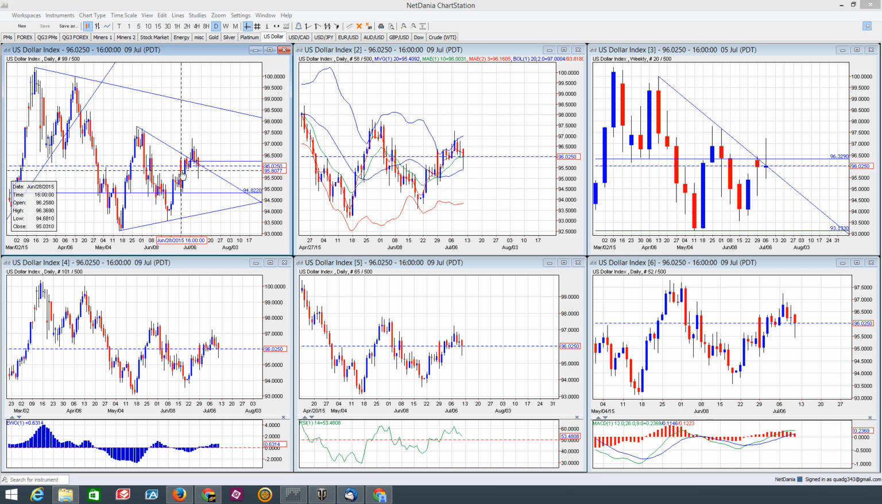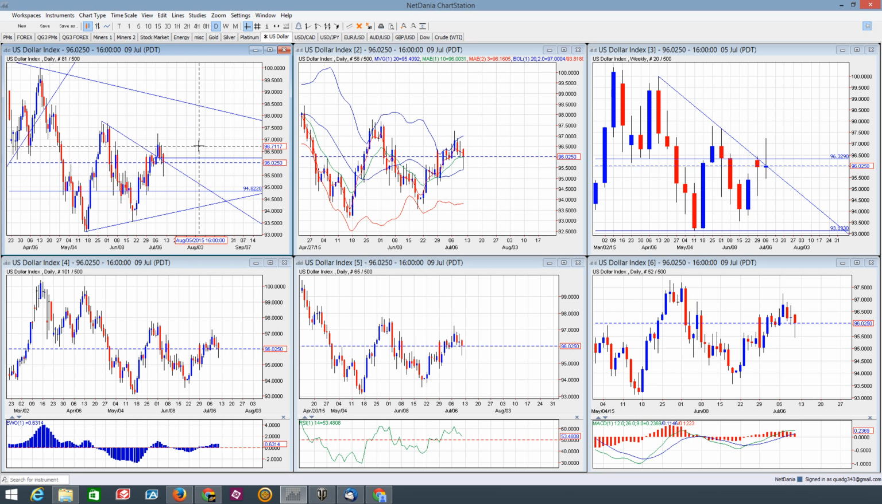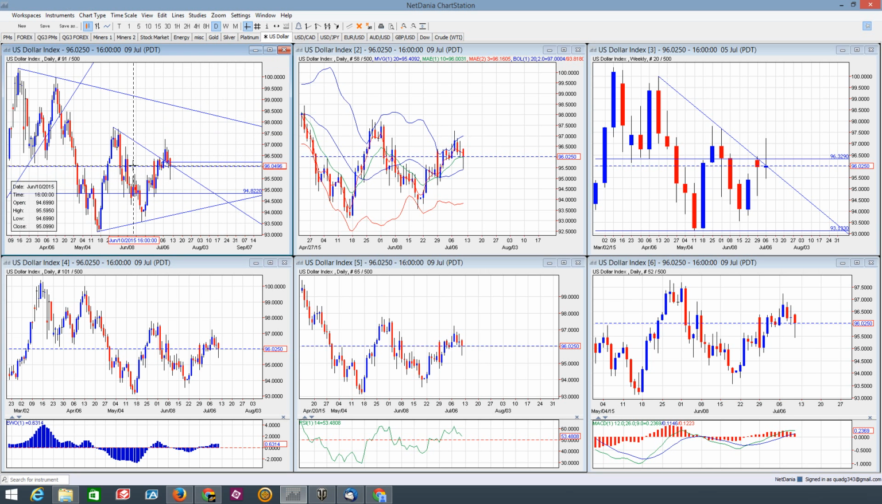However, I do think that the downside could be limited as well. This could be some kind of an elongated triangle pattern. It's still too early to know for sure, but this could be an A, a B, a C, maybe a D down here, and then an E, and then another move to the downside. I see that as a possibility.